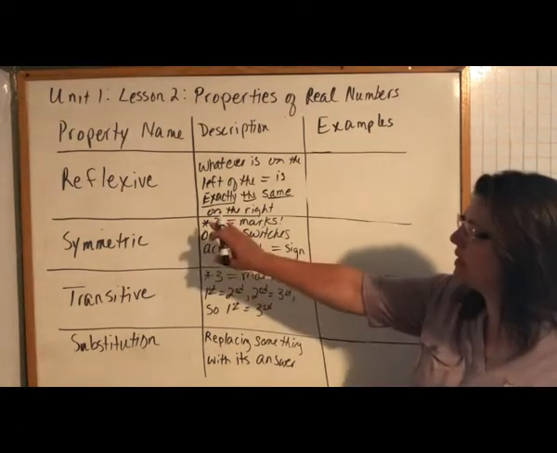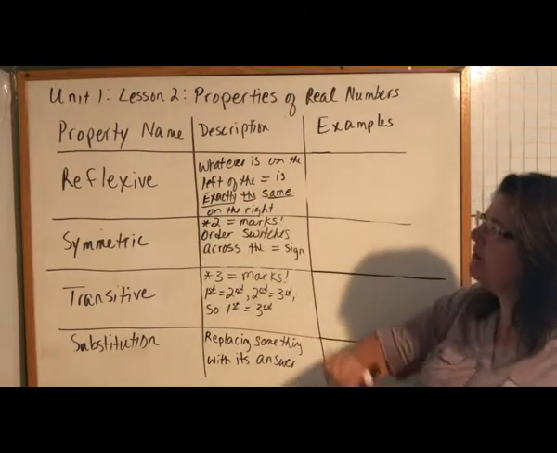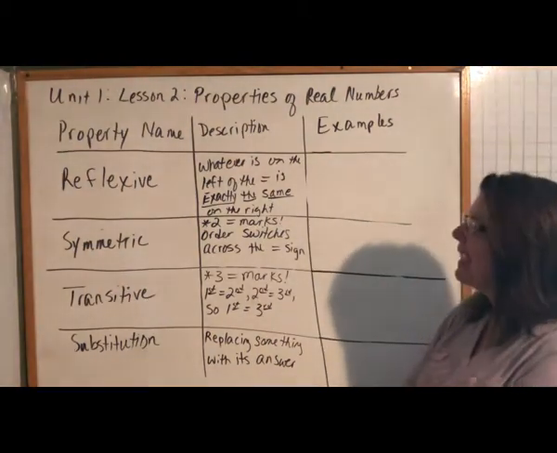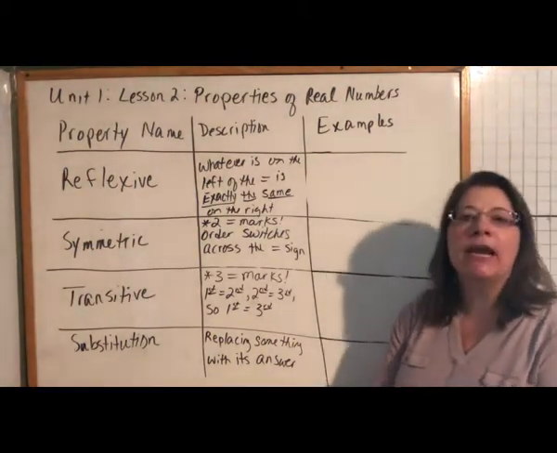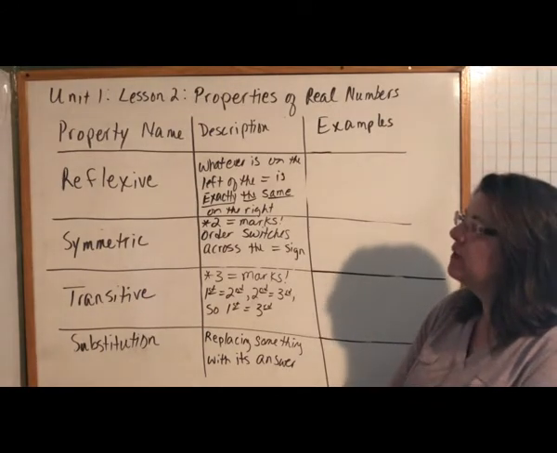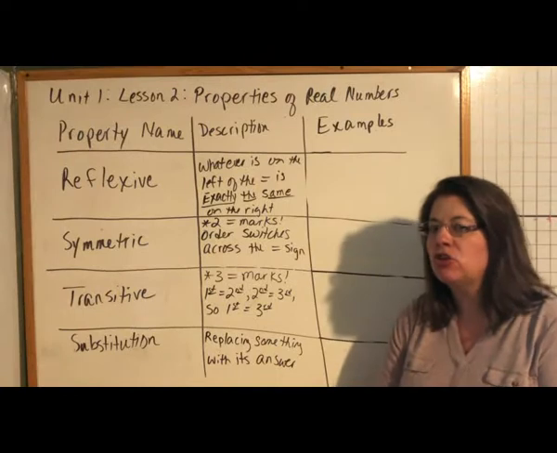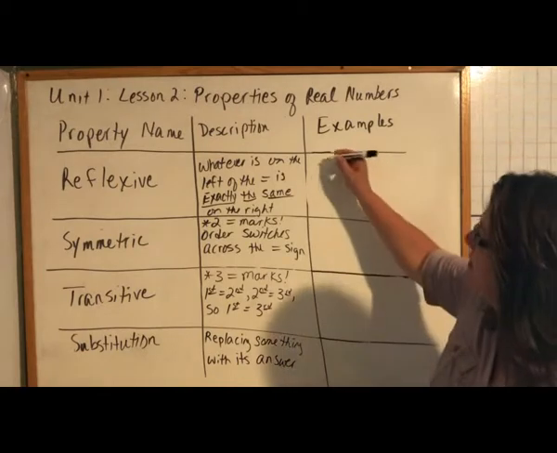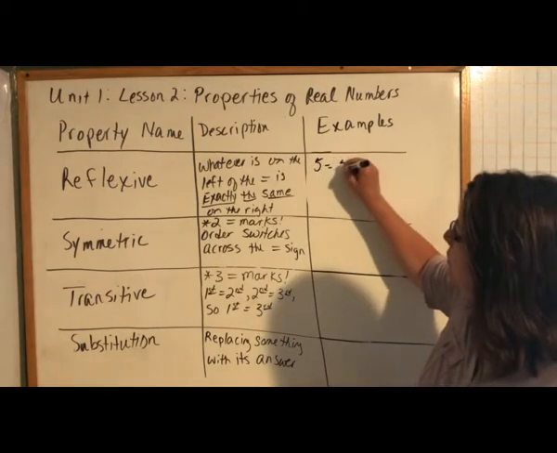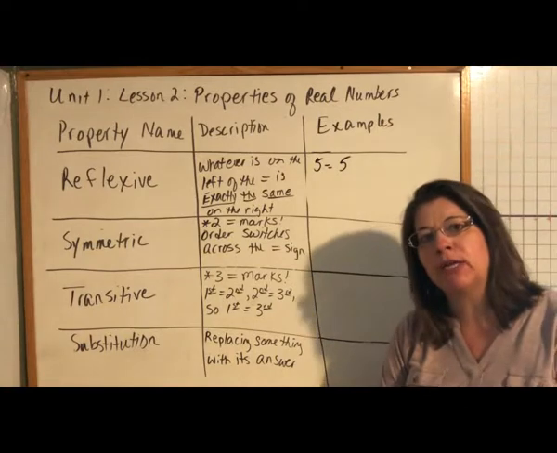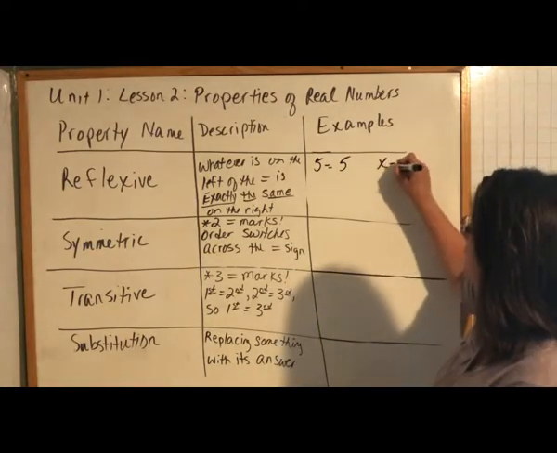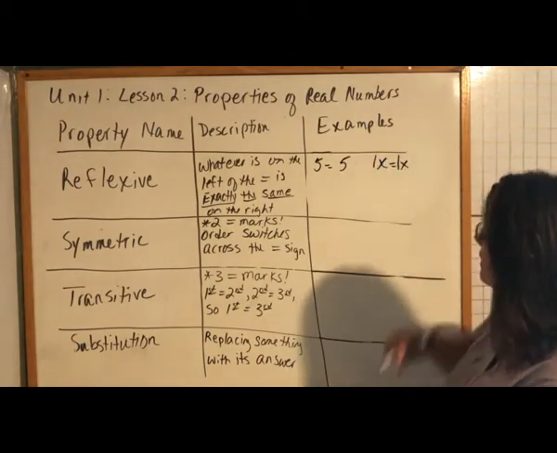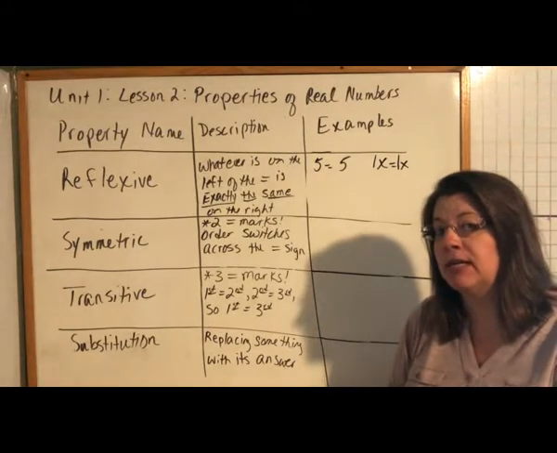The reflexive property, the description of that is whatever is on the left-hand side of the equal mark is exactly the same as what's on the right-hand side of the equal mark. So there is nothing at all that will change from the left to the right. So we might have something as simple as 5 equals 5. That is the reflexive property. You may have something like x equals x. Or we could say 1x equals 1x, and there is nothing different about it at all, okay?